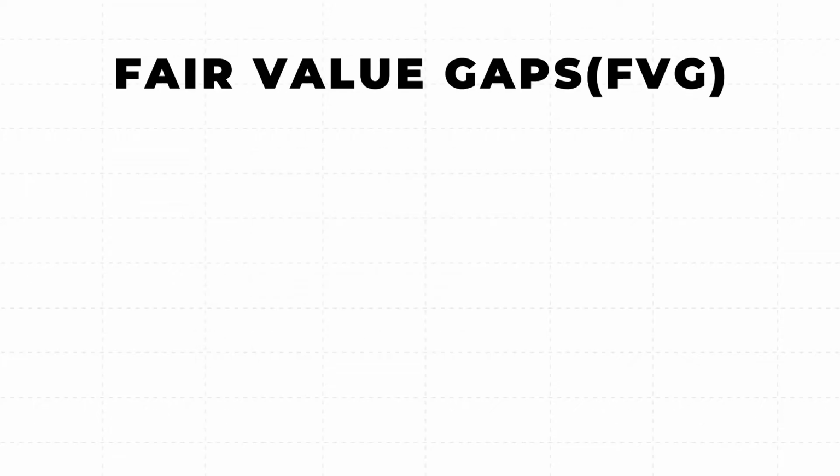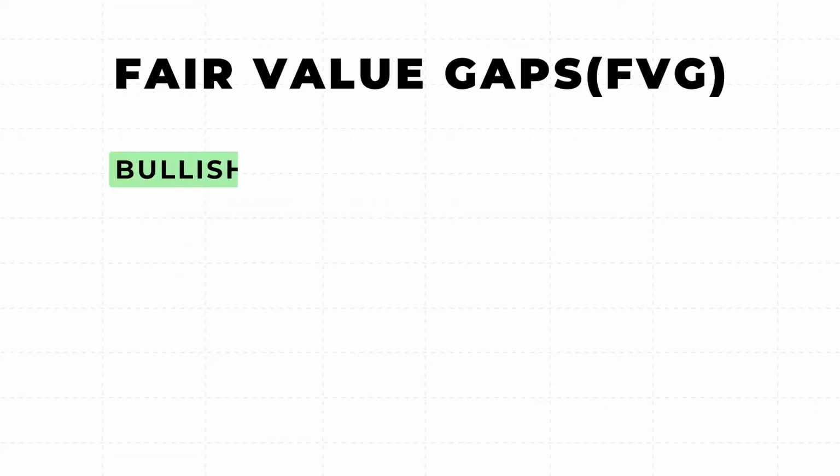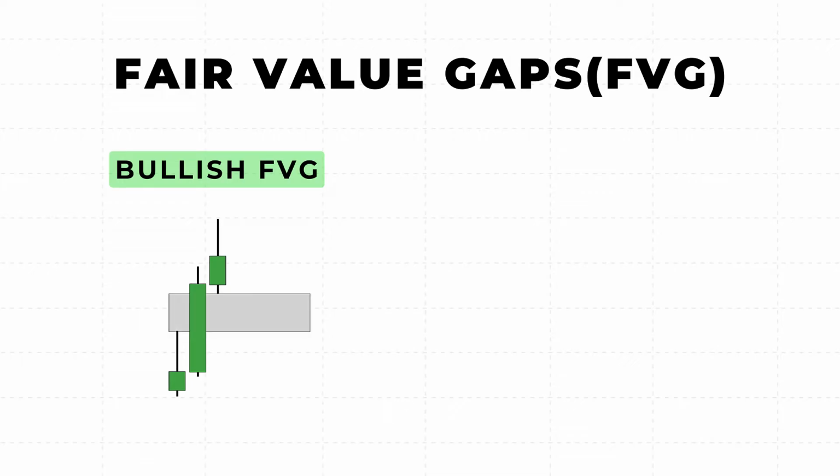Let's talk about fair value gaps, or FVGs for short. An FVG is essentially a 3-candle pattern that leaves a gap in the price action. Here's how a bullish fair value gap forms. The first candle does its thing. Nothing special yet. The second candle closes with its body above the high of the first candle. The third candle doesn't trade back into the high of that first candle, leaving a gap. This is our fair value gap.